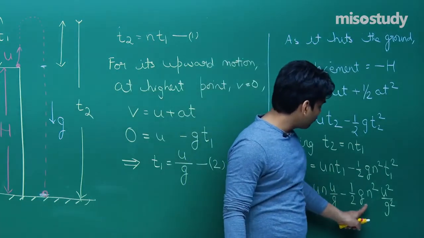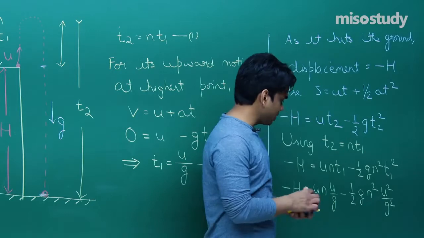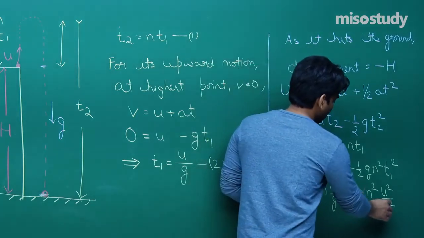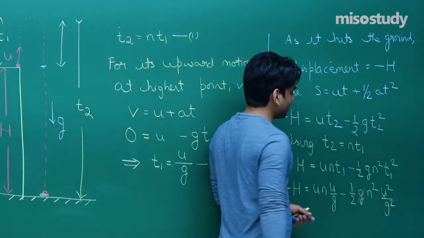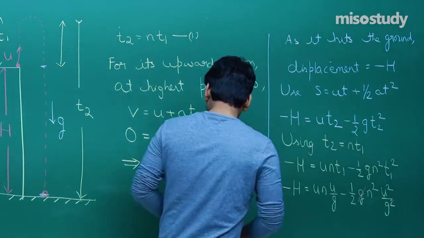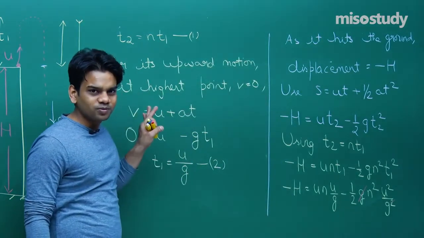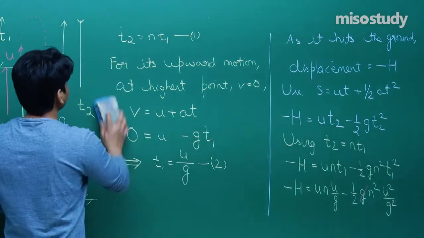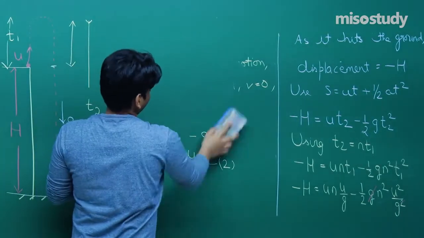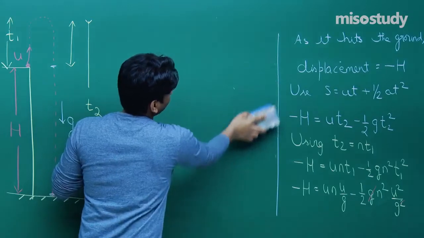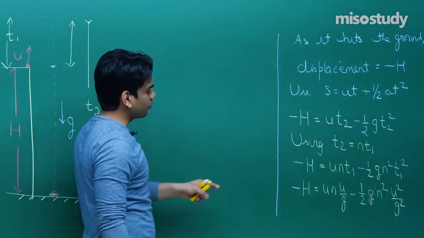One g will be cancelled out. So let me show you that one g is going to be cancelled out. So this will be minus half n square u square. This part I believe that you all would have taken down. Not too tough for us to understand. And let me go ahead with the further part of the problem.